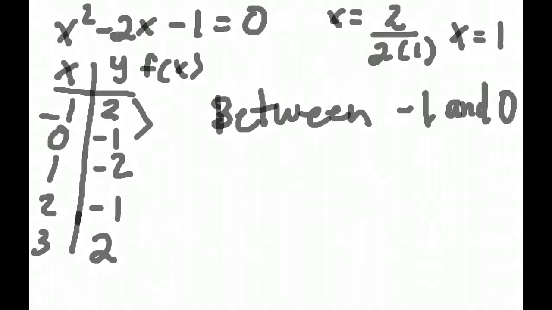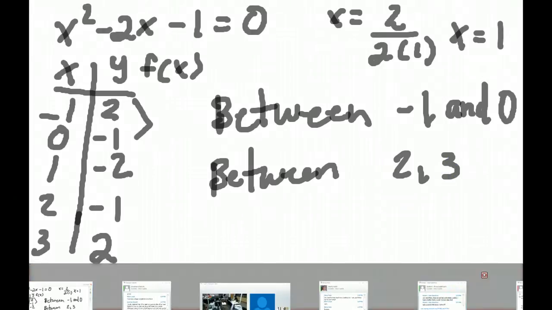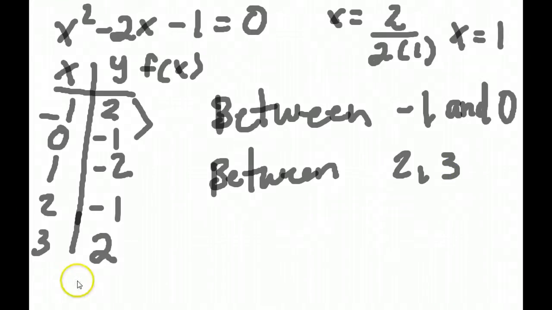So now plot the points 2, negative 1 and plot 3, 2 on your graph. So the first one was 2, negative 1. The second one was 3, 2. So the second answer would be between 2 and 3. Okay.